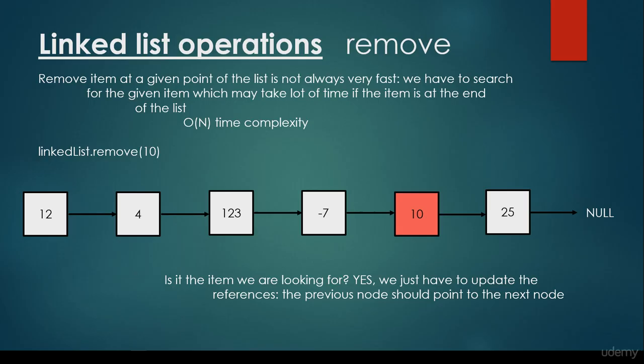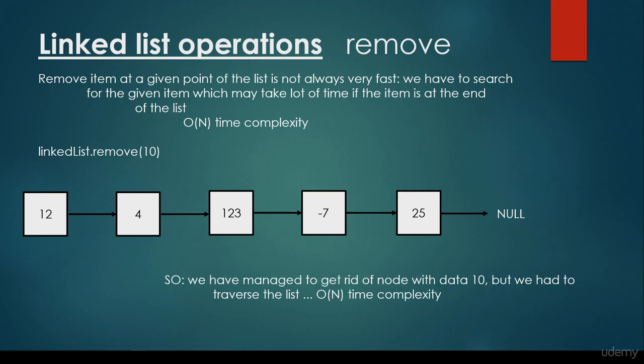So basically we just have to update the references. The previous node, so this -7, is going to point to the next node of the node 10, which is the 25 basically, and this is how we are able to get rid of the 10. We just have to update the references. First, we get rid of the 10, and the previous node, which is the -7, is going to point to the next node, which is the 25. So this is how we get rid of an item from a linked list. Okay, the time complexity will be linear, so O(n), because we have to find the item we would like to get rid of first.